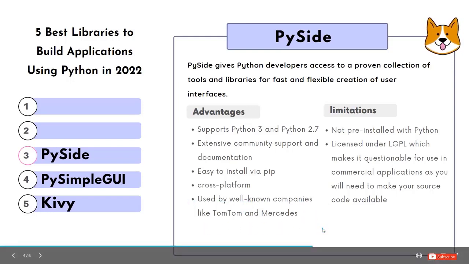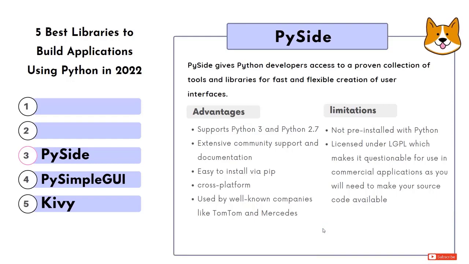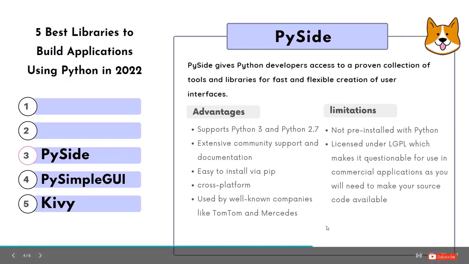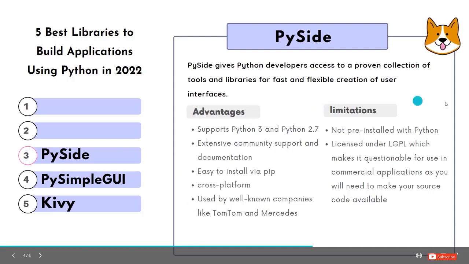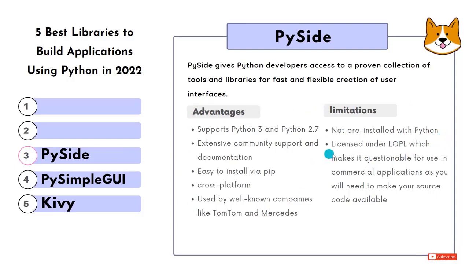This PySide library is being used by top companies to build their own cool interfaces. But here, you know, nothing is perfect, right? Though it has some advantages, it also has some disadvantages. It is not pre-installed with Python, and it is licensed under LGPL, which makes it questionable for use in commercial applications, as you will need to make your source code available.